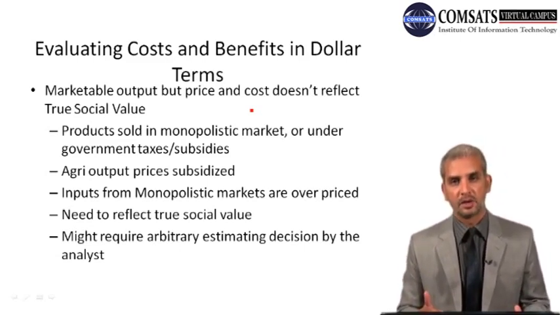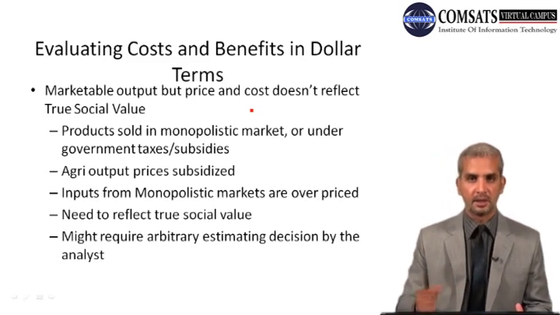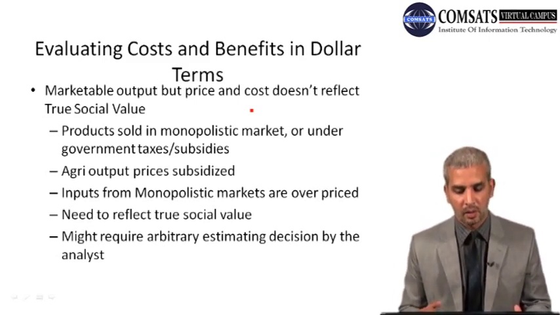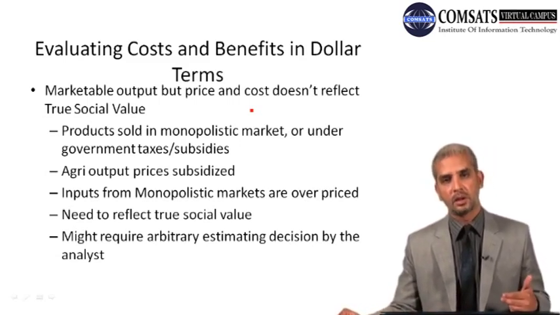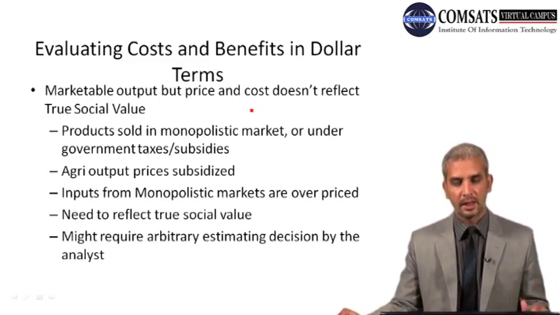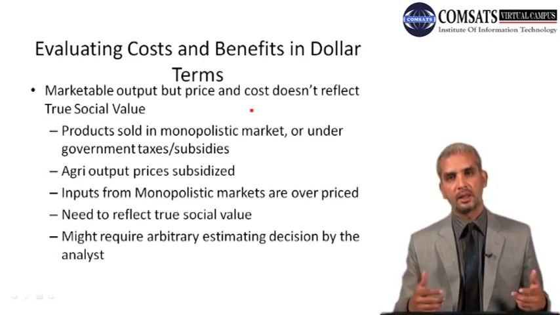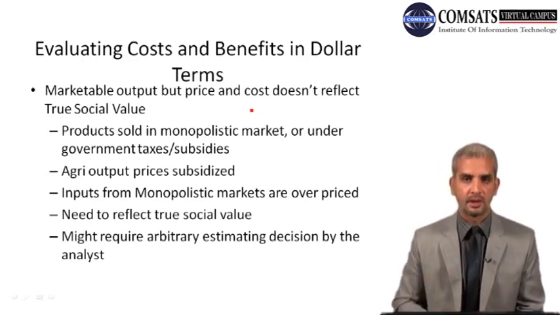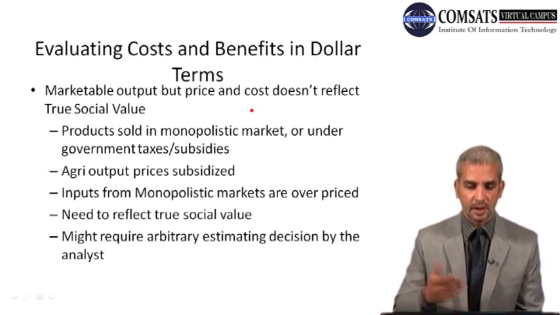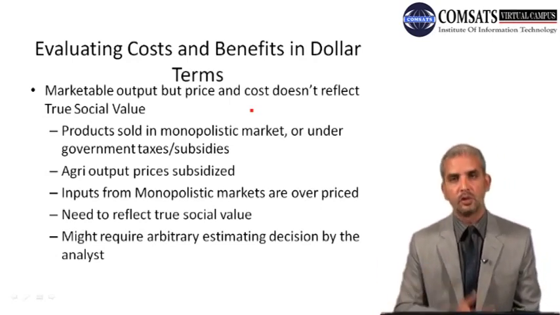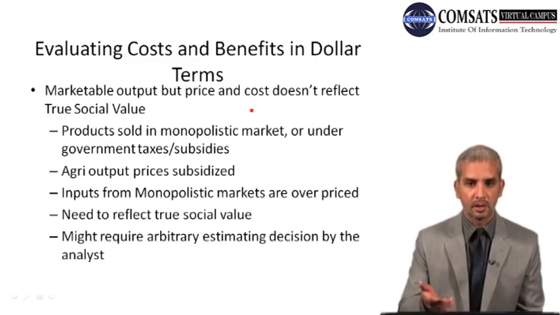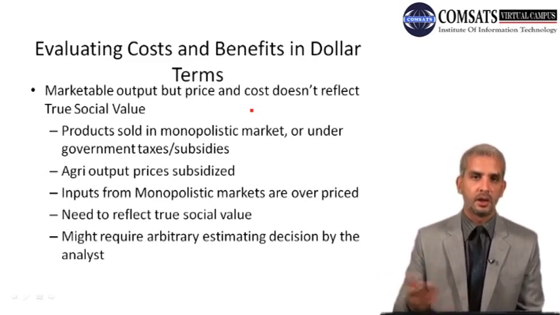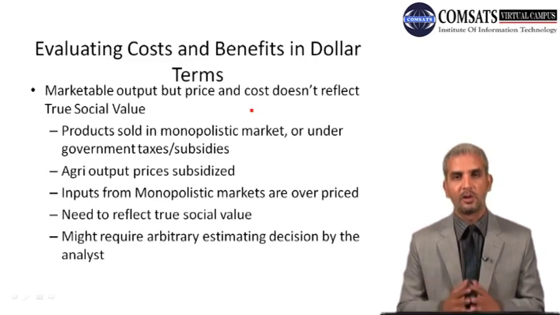Then we considered that inputs coming from monopolistic markets might result in overpriced inputs, which do not reflect the true social value, and so the analyst might need to incorporate certain arbitrary measures. After this we were supposed to go to the discount factor and the debate over the social rate of discount, which we will continue in the next lecture, because we are out of time right now.